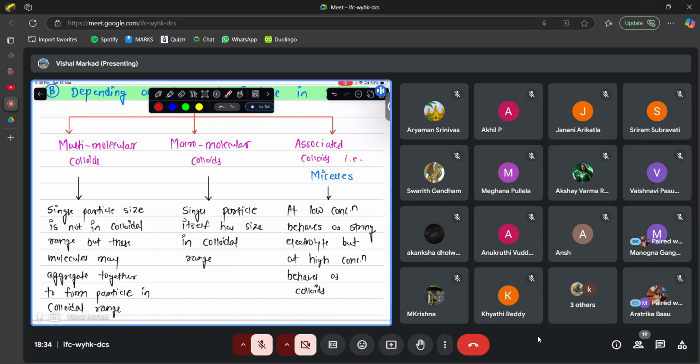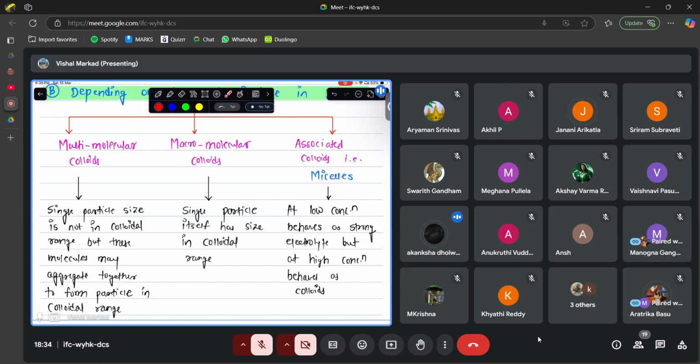Such type of colloidal solution, they are called micelles, anything you can pronounce. So at low concentration, they will behave like a strong electrolyte. They will completely dissolve. But when we are taking high concentration, they are forming a colloidal solution, like a heterogeneous system is forming, right? When we are adding a high amount of detergent to the water, we are getting two different things. It is not one thing. We have water and also that foam type of thing. Understand?